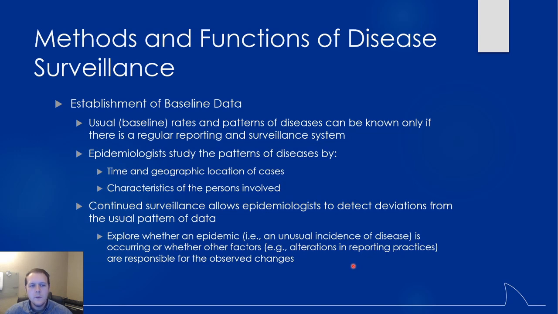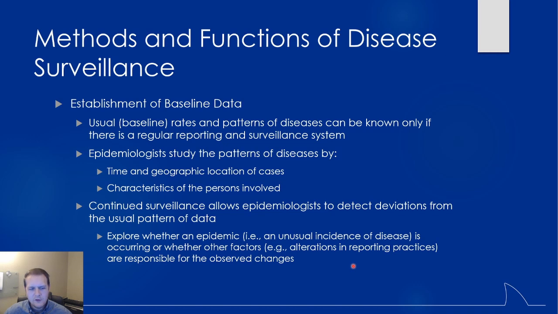So what are we going to do when we are trying to establish one of these surveillance systems? First off, you have to get what the baseline is, right? So you want to know what the usual patterns and rates of disease are going to be, based off of other regular reporting or surveillance systems that might already be in place. And so epidemiologists like to look at these patterns of diseases by both time and geographic location of cases. So for instance, now we're entering the winter months, we're going to be seeing a lot more cases of flu, which is certainly time-based. And you also want to look at the characteristics of people who are involved, right? So you want to see who is potentially more susceptible to disease than other individuals.